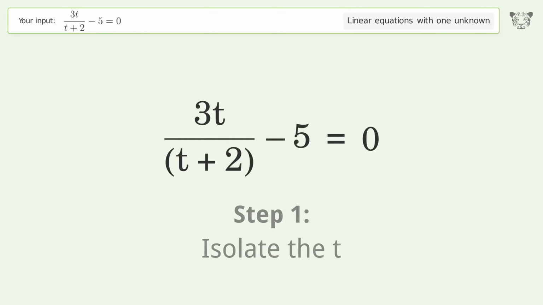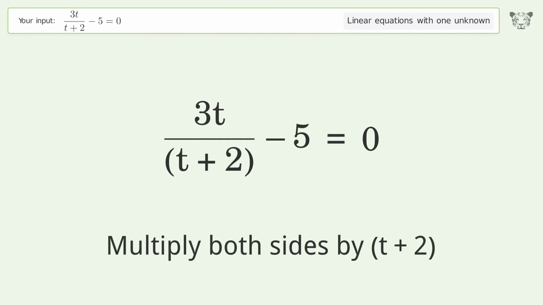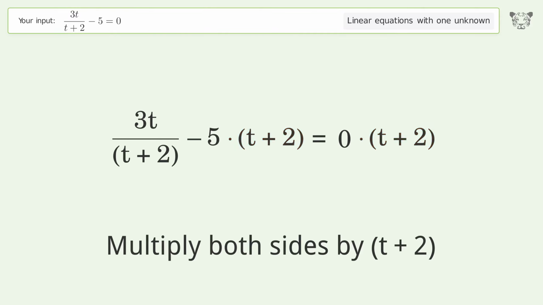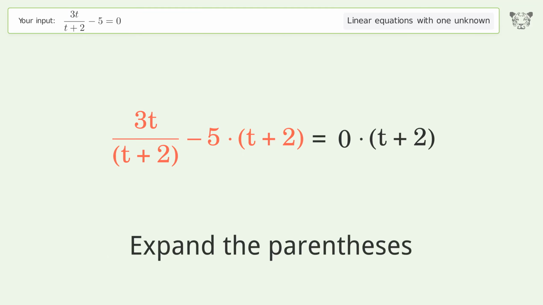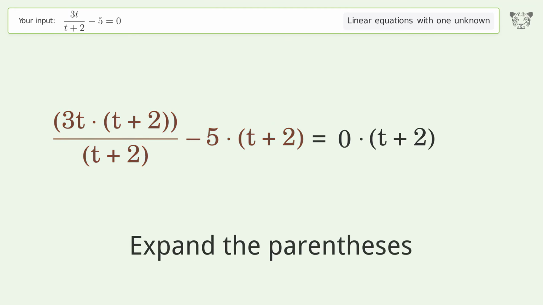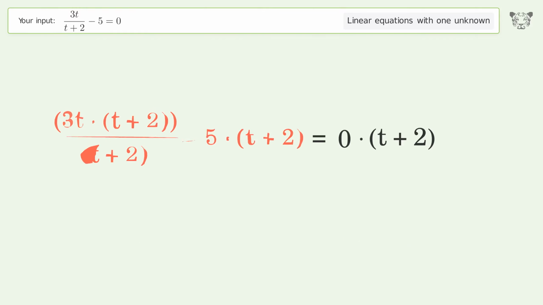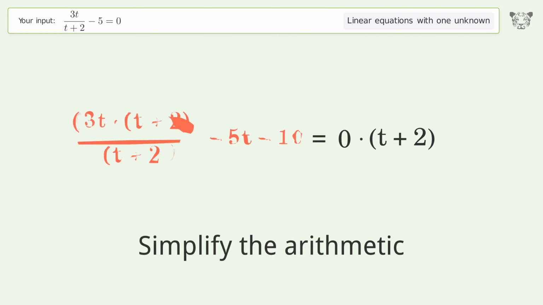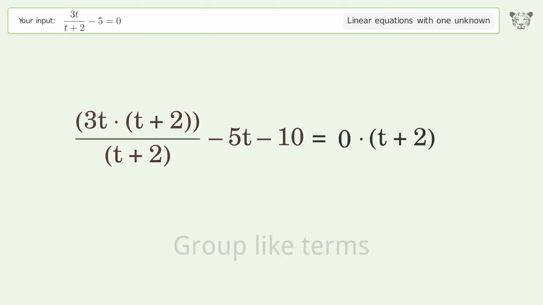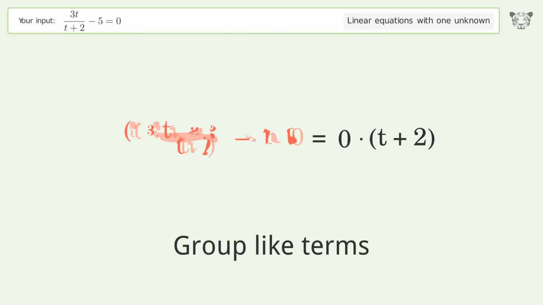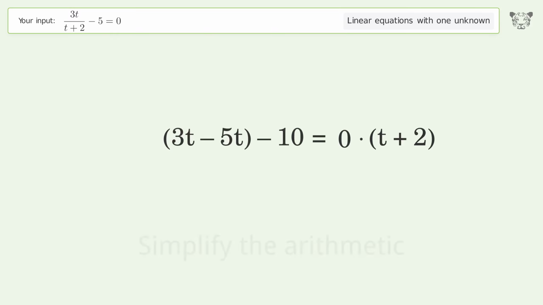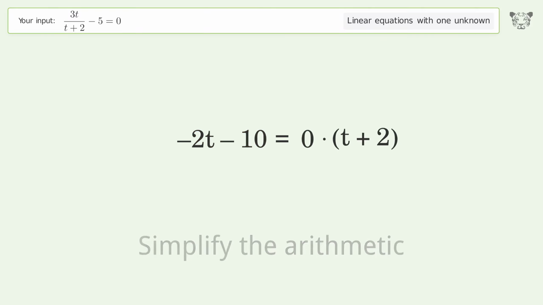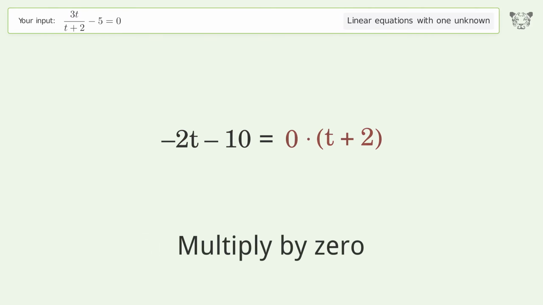Isolate the t. Multiply both sides by t+2. Expand the parentheses. Simplify the arithmetic. Group like terms. Simplify the arithmetic. Multiply by 0.